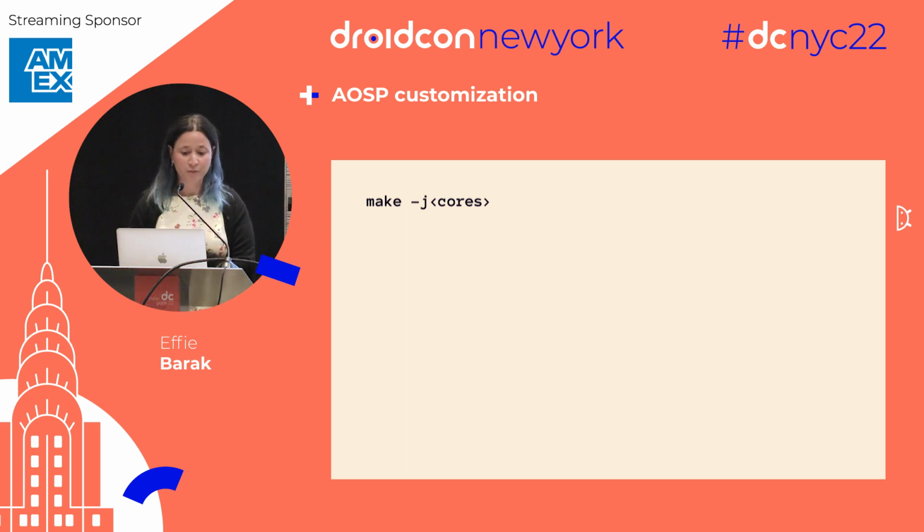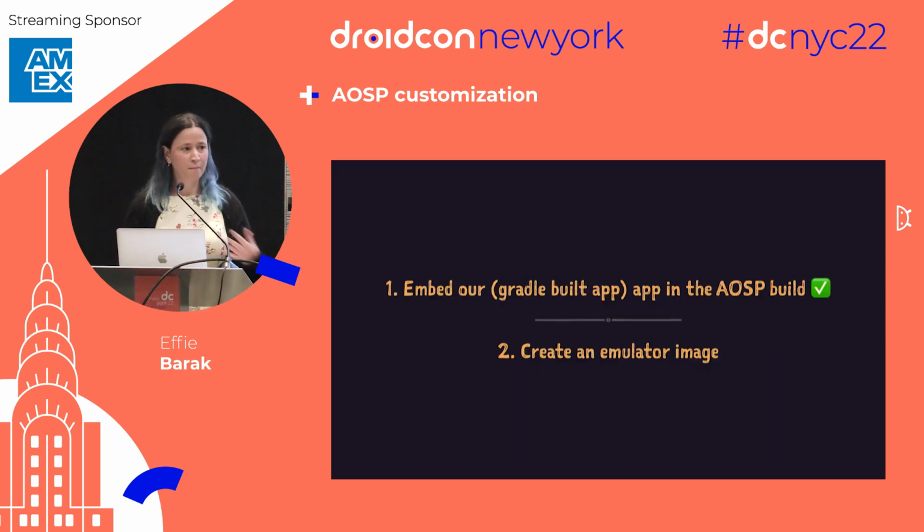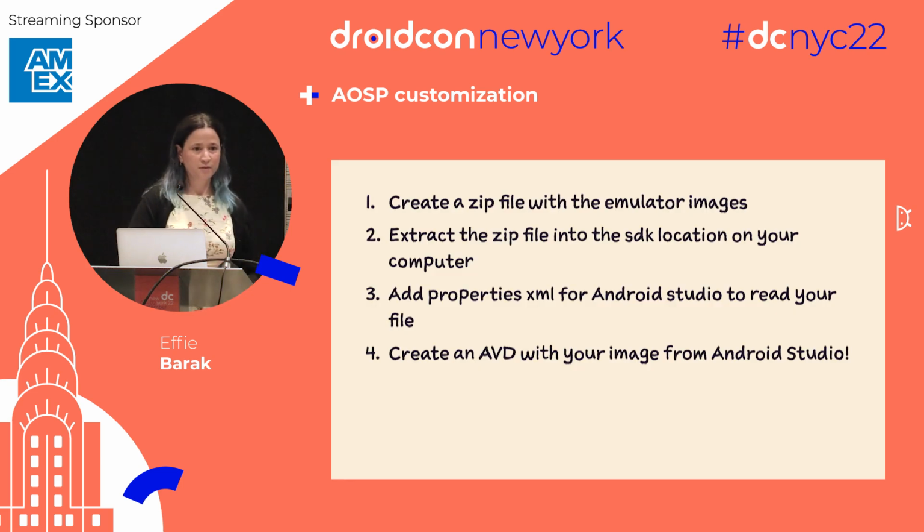Now, if we have all this in place, we can just hit make, and it will be built with our APK, signed as platform, embedded into the AOSP. So, step 1, embed our app in the AOSP build. Check. Step 2, now we want to create an emulator image because we want to use this emulator image to develop locally on our machine.